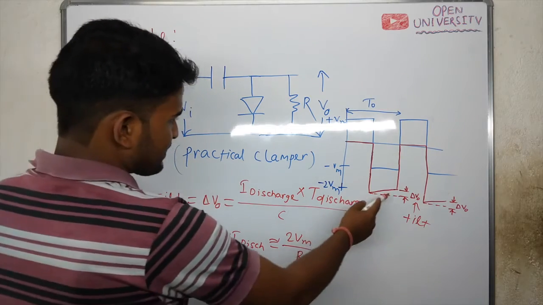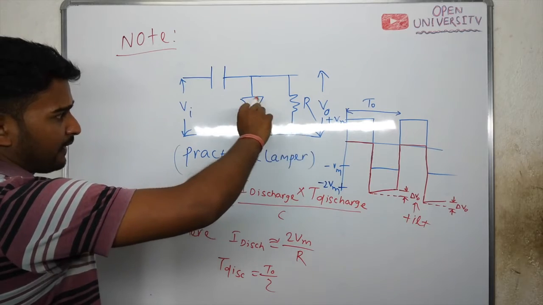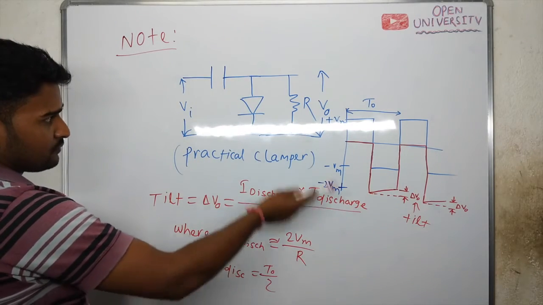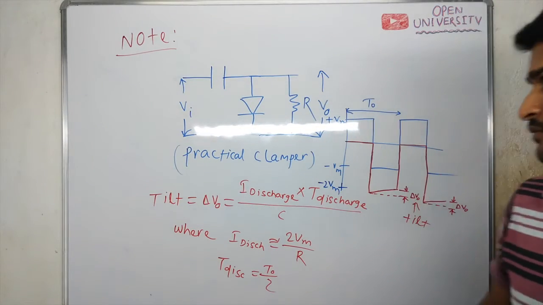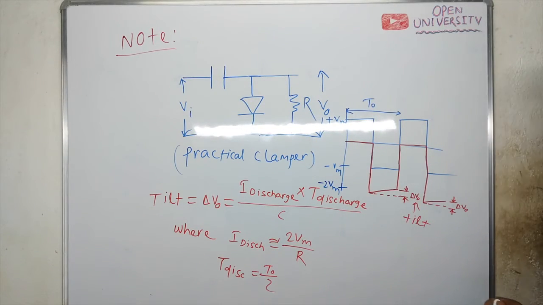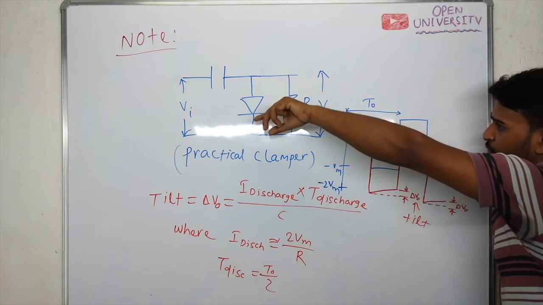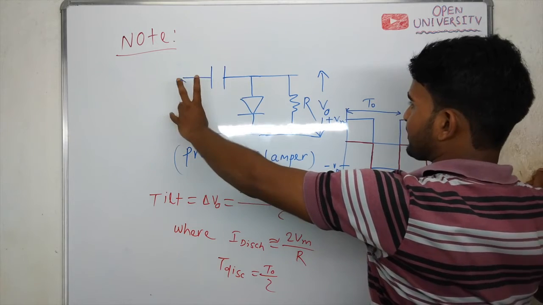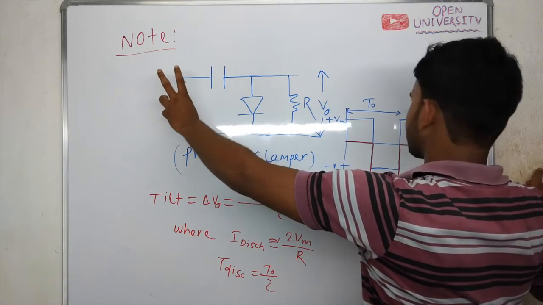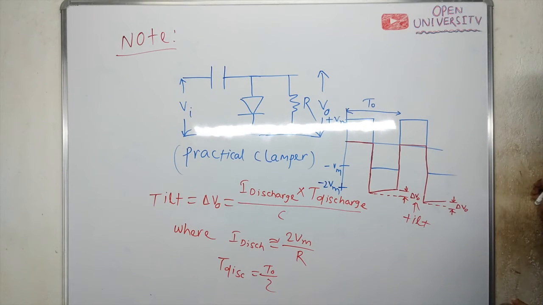And when the capacitor discharges, what is the discharge current through the resistor? Approximately 2Vm by R. When the capacitor discharges, the diode is open circuited. What is the net input? The capacitor will hold Vm and the maximum value of input is also Vm. So 2Vm is the net input voltage, giving 2Vm by R.